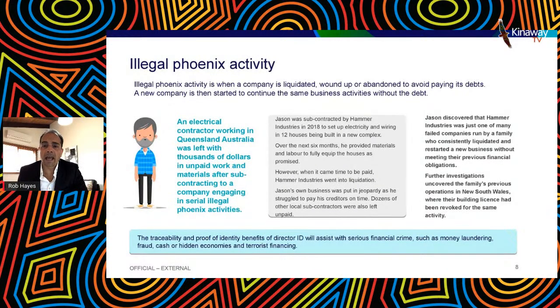The traceability and proof of identity benefits of Director ID are expected to assist in mitigating serious financial crimes such as money laundering, fraud, and other illegal activities.